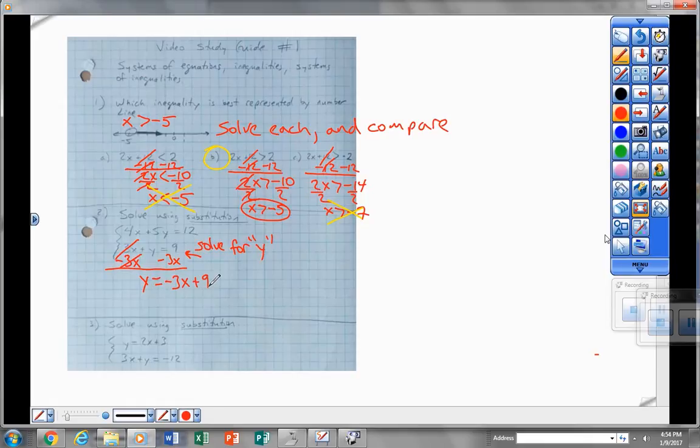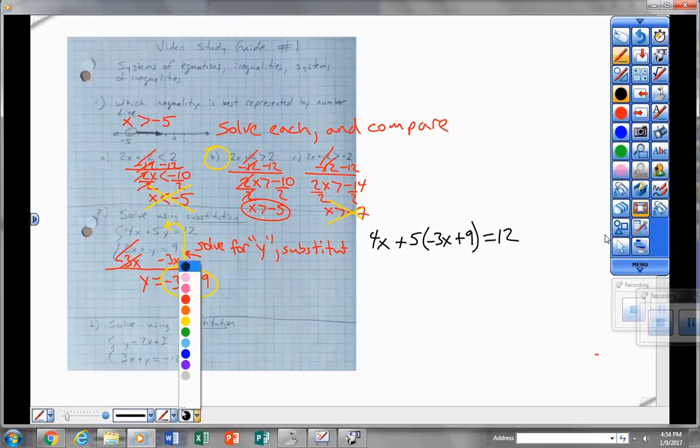I take that -3x plus 9 and I'm going to substitute it into the other equation's y. So wherever there's a y, I'm going to substitute that in. Everything else stays the same, only that y gets substituted. So when I do that, I get 4x plus 5, and where that y used to be, I get the -3x plus 9, and then equal to 12.